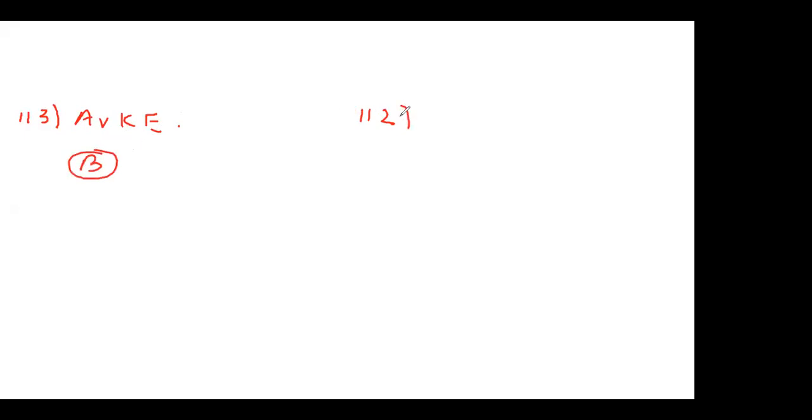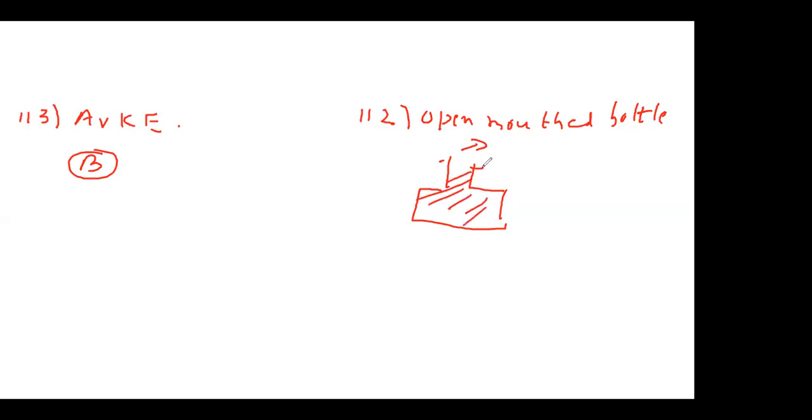अभी 112 देखता हूँ. ओपन माउथ बॉटल. If it is open mouth bottle, मतलब उसका pressure is in contact with atmospheric pressure. Mouth is open, तो pressure is always atmospheric. तो इसमें दो चीज सेम है. कंटेनर सेम तो वॉल्यूम सेम, ओपन है तो प्रेशर इज सेम. So P and V are constant.